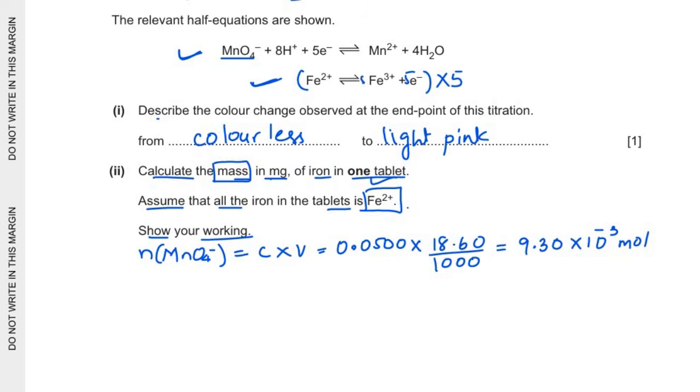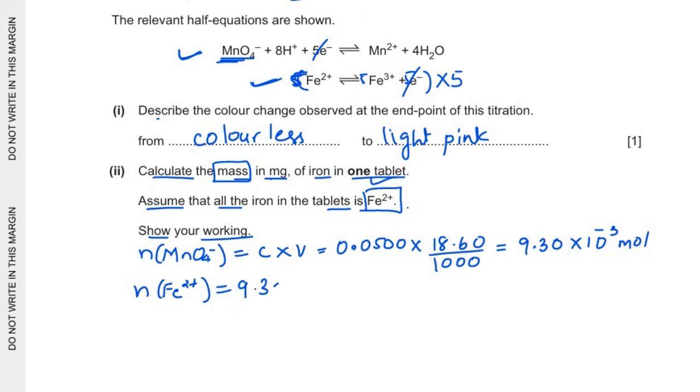So here we get 5 and then just add up. So that 5 electrons gets cancelled. If you add up, we have already seen how to make an overall equation. So in that case, the ratio of manganate to Fe2+ is 1:5. So the moles of Fe2+ is going to be 5 times.